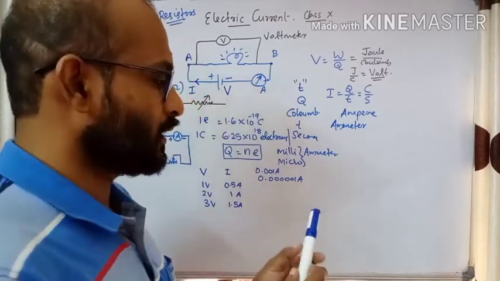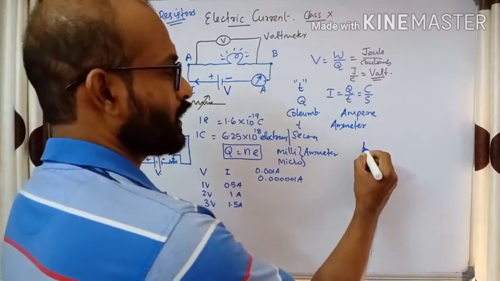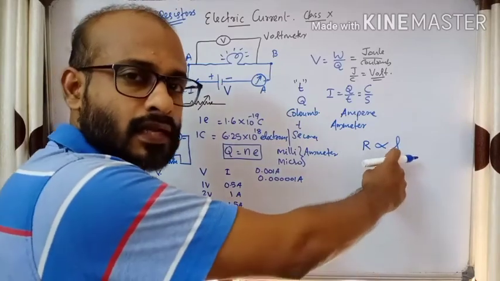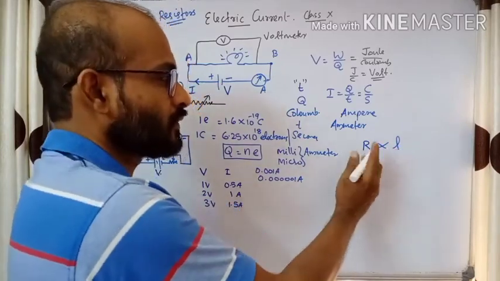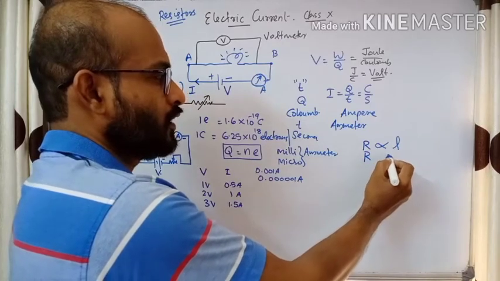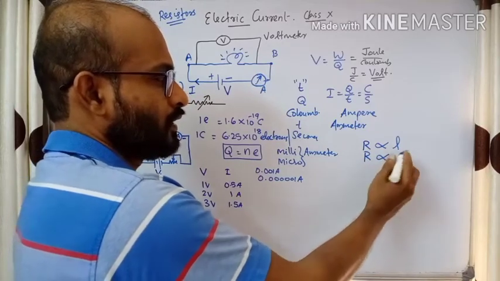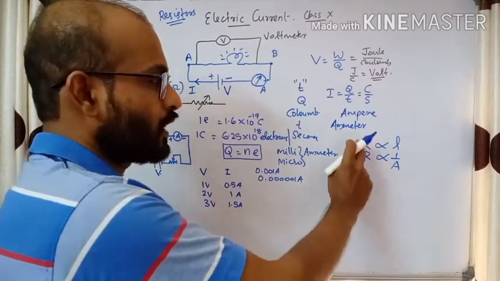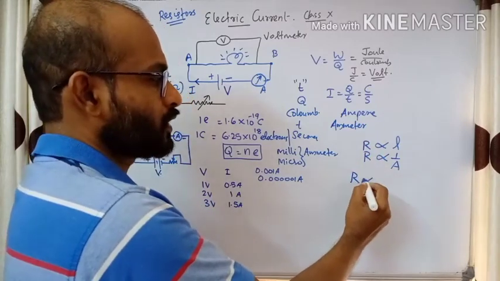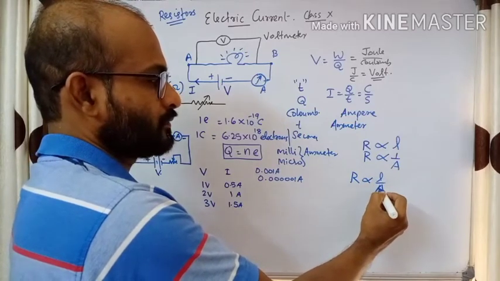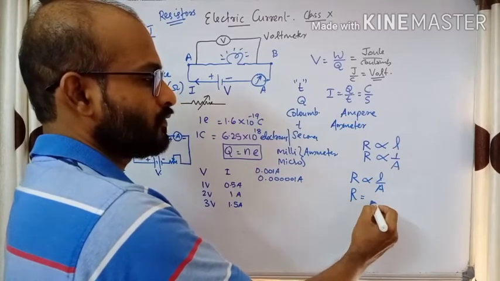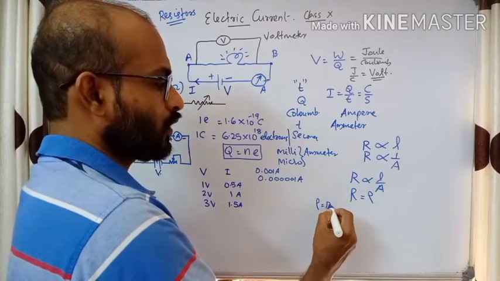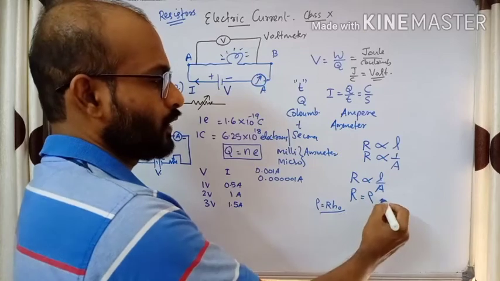How can you relate them? Resistance of a conductor is directly proportional to what? I told you, length. Whenever you increase the length of the conductor, resistance increases. Then what about area of cross section? If you increase the area of cross section, the resistance decreases. It is inversely proportional. How can you combine? R is proportional to L by A, or R is equal to a constant times L by A. This constant is called rho. So R equals rho into L by A.